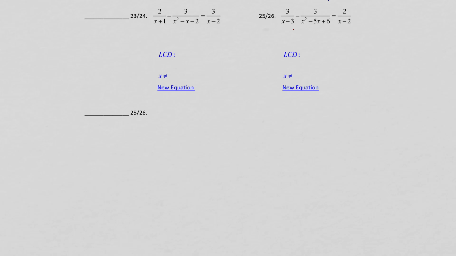Okay, first thing we want to do is factor any denominators possible. This is the only one that's factorable, and that's x minus 2 times x plus 1. So that is our LCD. So the restriction is positive 2 and negative 1.